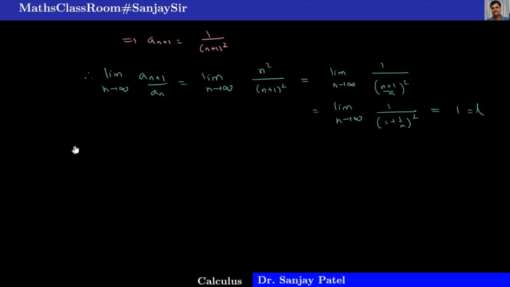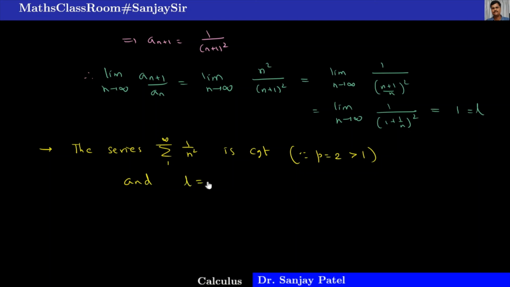And also we can note one thing. The series sigma 1 upon n square is a p series, and therefore it is convergent. The series is convergent because we have p equal to 2 here and it is greater than 1. So this is a p series. So this series is convergent and the value of the limit L is 1. So that is the first thing.